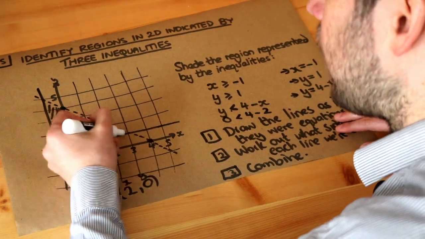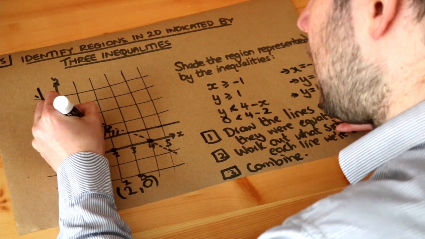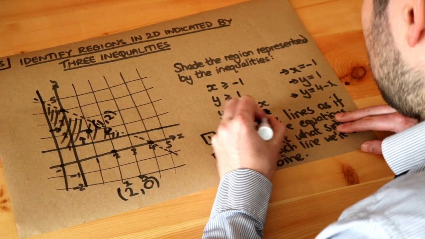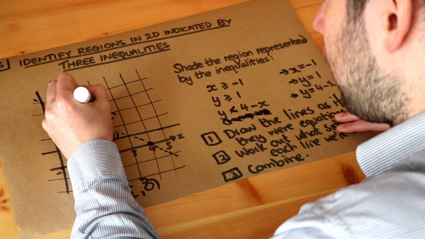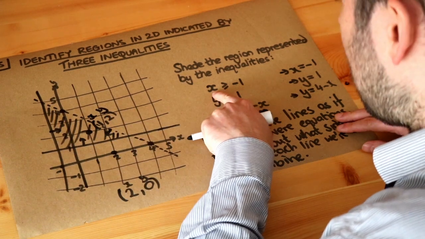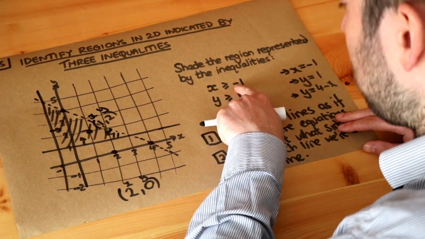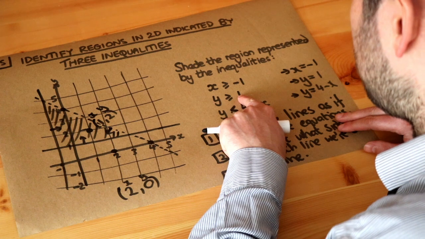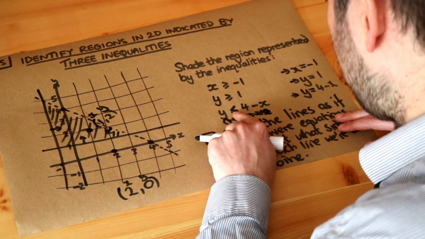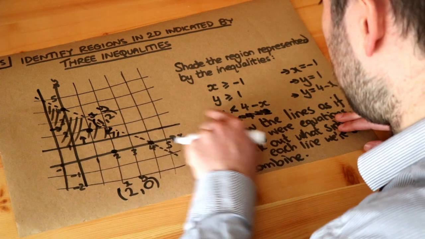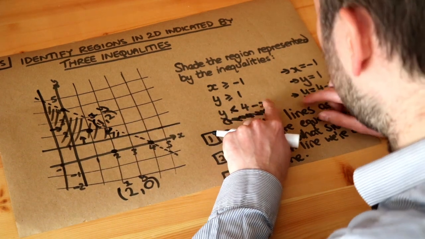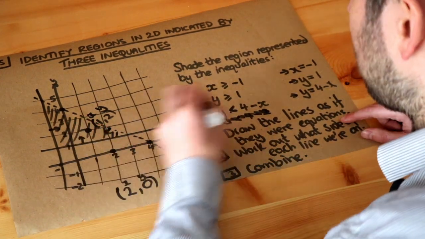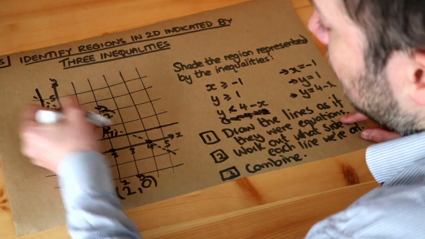So that means that any point in this region, so for example, this point here, which is 1, 2, is going to satisfy all three of these inequalities. If I just rub that out, let's work this out. If x is 1 and y is 2, is the x value 1 greater or equal to minus 1? Yes, it is. Let's look at the y value. Is the y value of 2 greater or equal to 1? Yes, it is. And finally, is the y value less than 4 minus the x value? Well, the y value of 2 is less than 4 minus 1, because the x value is 1. Well, 2 is less than 3. That is true. So we know this point satisfies all three inequalities, and that's right because it's in this region.